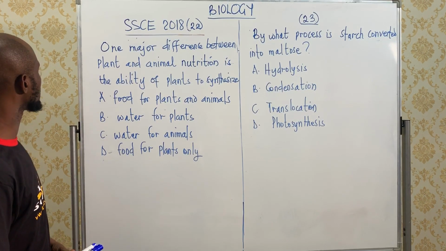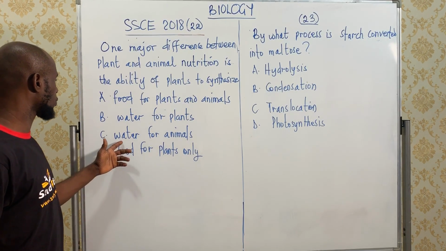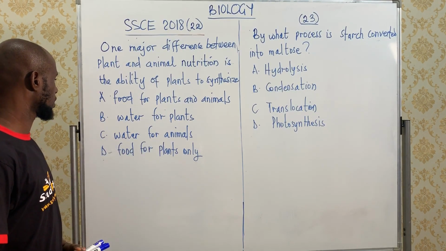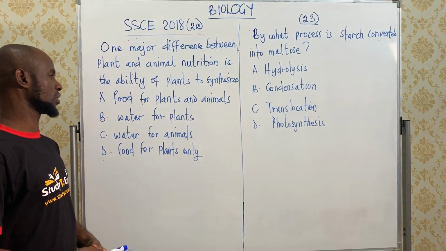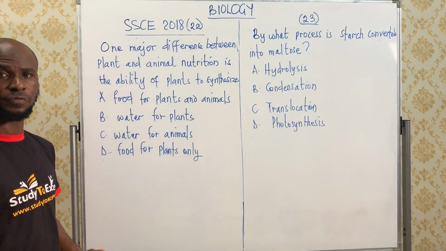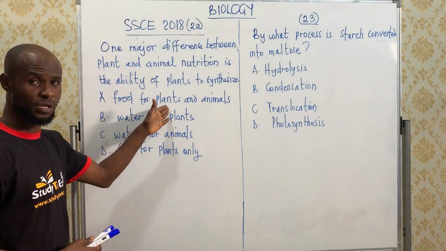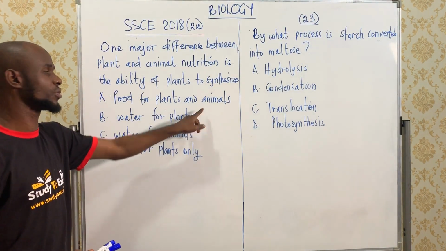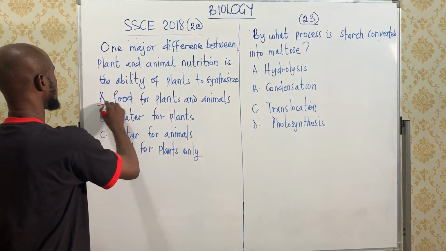Can the plants produce water for plants? Then water for animals. Can they produce water for animals? No. Then food for plants only. Can they produce food for themselves only? No. The answer is the plants will produce the food for themselves, store the food which will be used by the animals. So the answer is A.